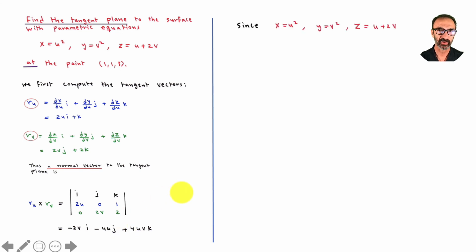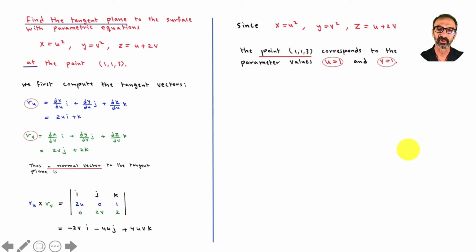Since x equals u squared, y equals v squared, and z equals u plus 2v, notice that having the point (1, 1, 3), 1 for x, 1 for y, and 3 for z will lead me to u equals 1 and v equals 1, and that should do it. Now we know u and v instead of the point (1, 1, 3).